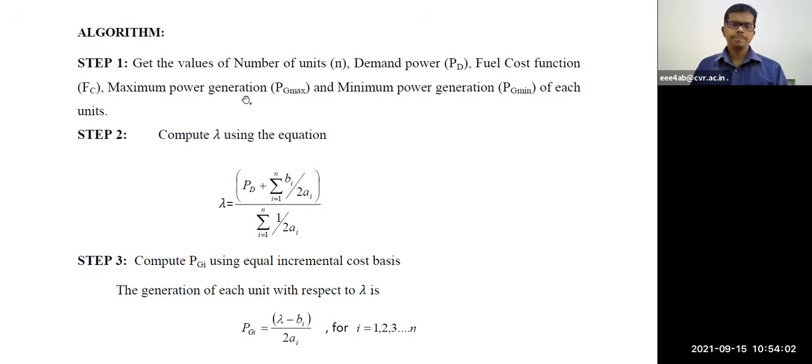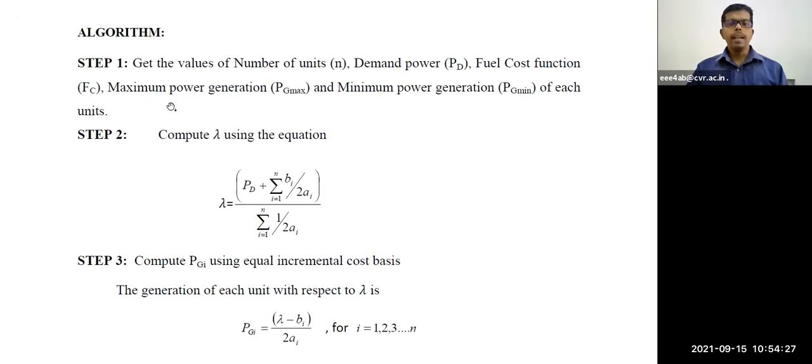Say, for example, in an example problem, if three generating units are given, you need to get all the 3 generating units' data. What is the total demand? Then what are the minimum and maximum operating limits? Then what is the fuel cost function? Fuel cost function, you know, we have derived.